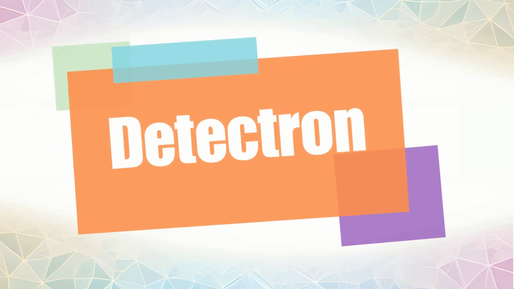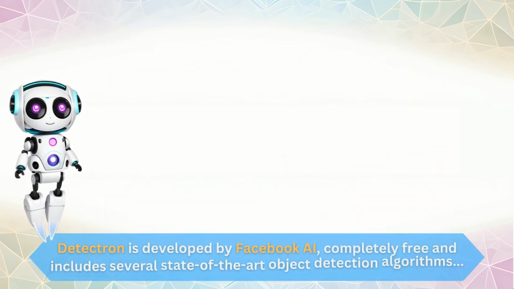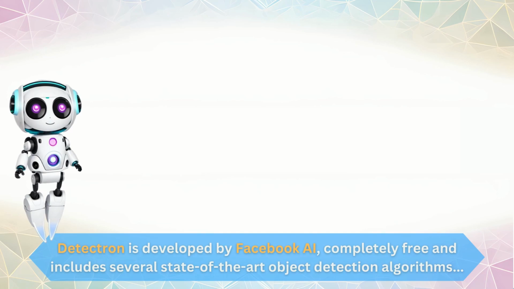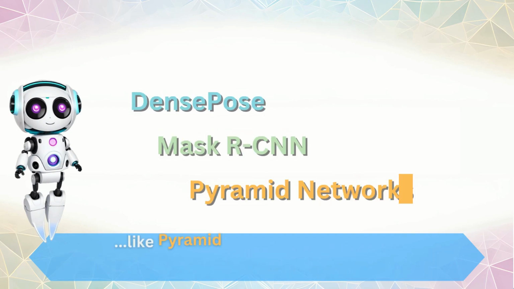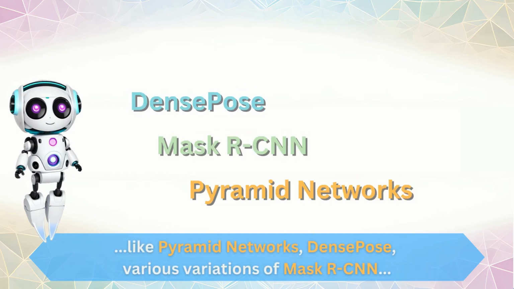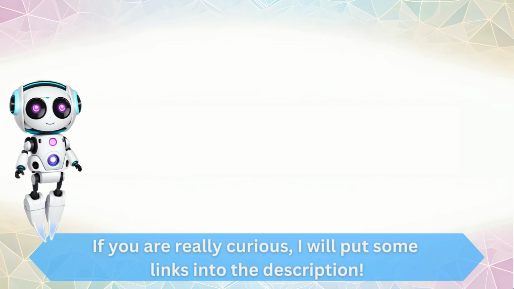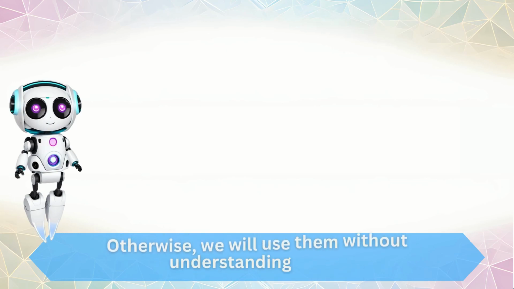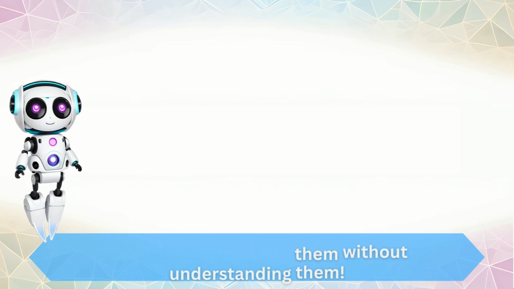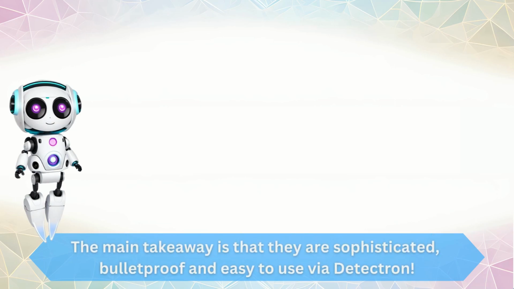The other very popular and at the same time powerful framework to use is Detectron. Detectron is developed by Facebook AI, completely free, and includes several state-of-the-art object detection algorithms. Like pyramid networks, dense pose, various variations of mask RCNN. But you don't need to know what these names mean, let alone the underlying concepts. If you are really curious, I will put some links into the description. Otherwise, we will use them without understanding them. It just works. The main takeaway is that they are sophisticated, bulletproof, and easy to use via Detectron.